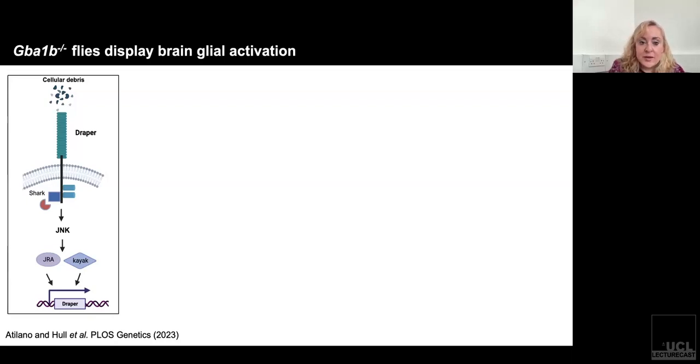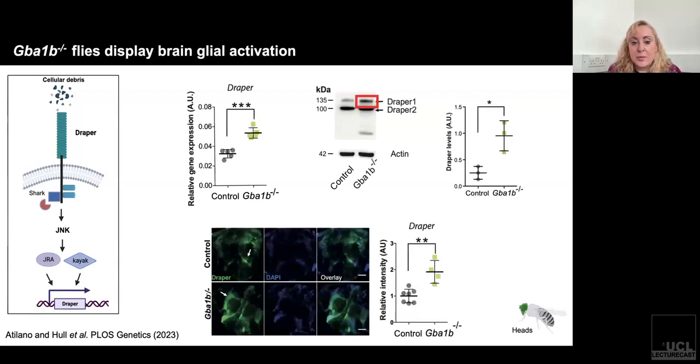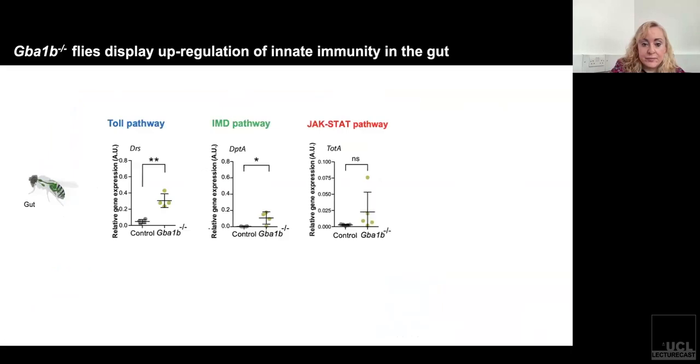So consistent with humoral innate immune pathways being upregulated in the heads of GBA knockout flies, we also saw that there was an increase in DRAPER at the transcript level, at the protein level on Western blot analysis, and also on immunostaining with an antibody against DRAPER in the GBA knockout fly brain, consistent overall with there being an increase in cellular immunity in GBA knockout flies and increased glial activation.